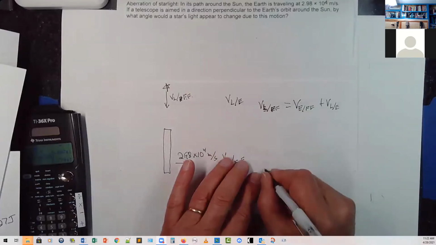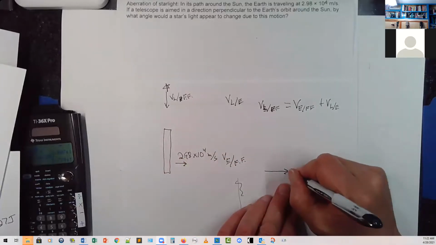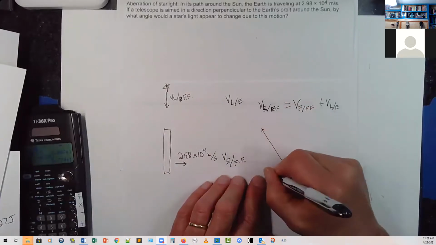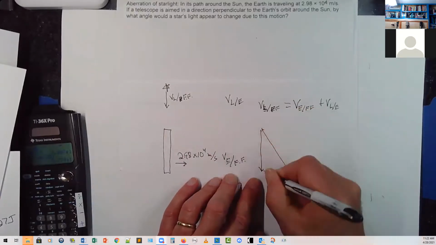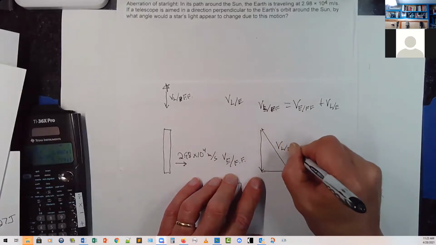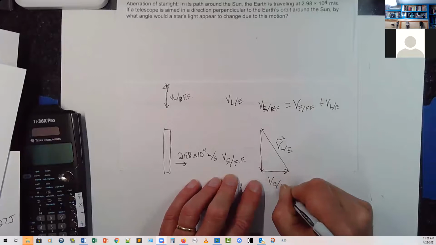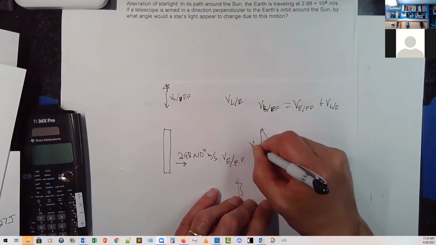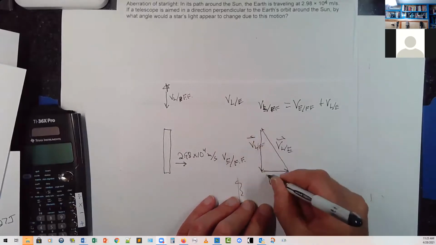Velocity of the Earth with respect to a fixed frame is going to look like this. In order to get the velocity of the light with respect to the fixed frame being down like this, I have to have the velocity of the light with respect to the Earth being up like this. I'm not going to do the math on this. It ends up being a pretty small angle, but this is the velocity of the light with respect to the fixed frame. And arrows on all of these.